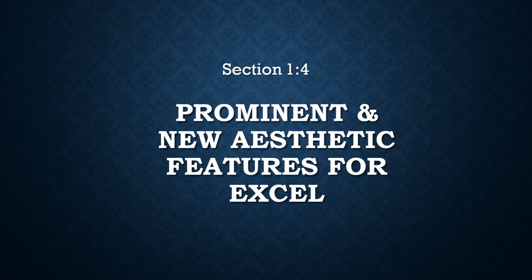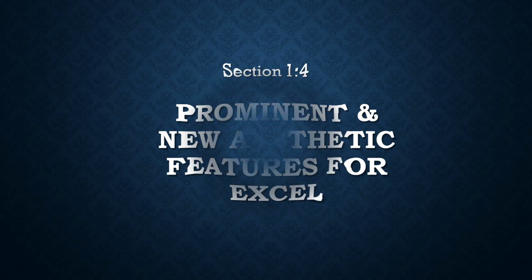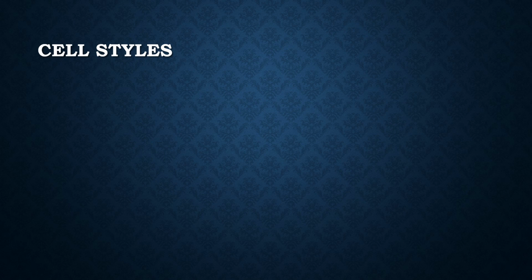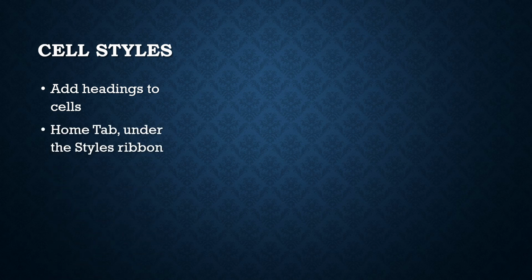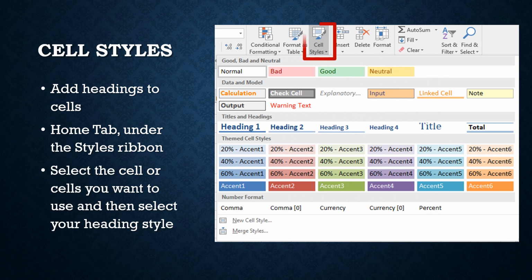Part 4. Prominent and new aesthetic features for Excel. Adding heading styles. To add a cell style to a heading, you will use the Cell Styles icon. It is located underneath the Home tab under the Styles ribbon. Select the cell or cells you want to use, and then select your heading style by clicking on the drop-down menu under Cell Styles.